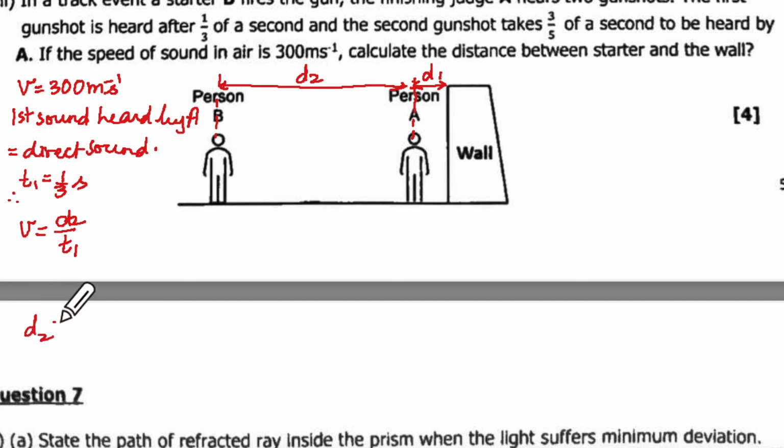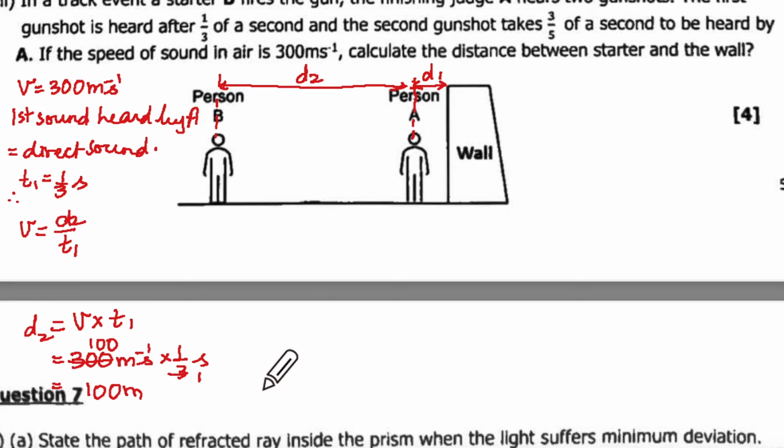Yes. So D2 will be equal to V into T1. So 300 meter per second into 1/3 second. 3 is going how many times? So that is 100 meter. Okay. Yes. Now they want to know the distance between the starter and the wall, which means D2 plus D1. Correct? So let us now talk about the second sound.